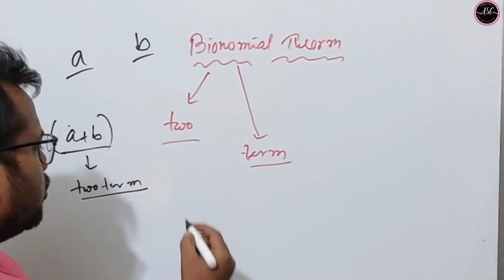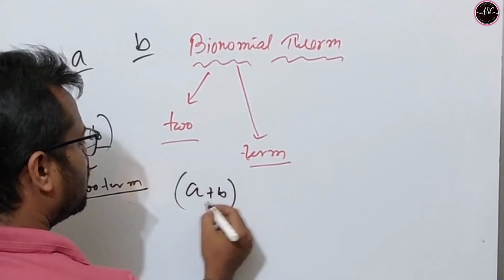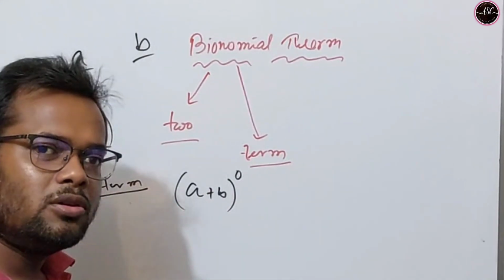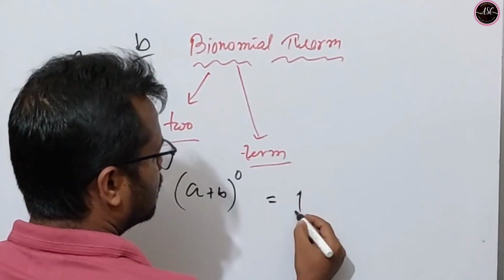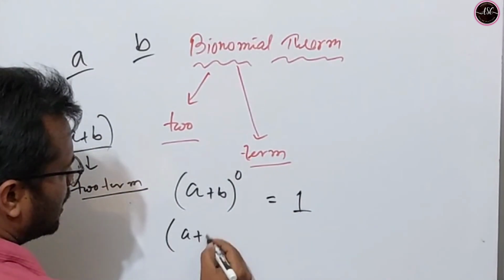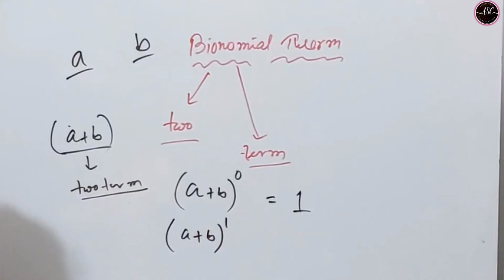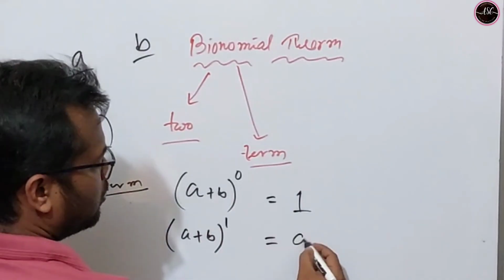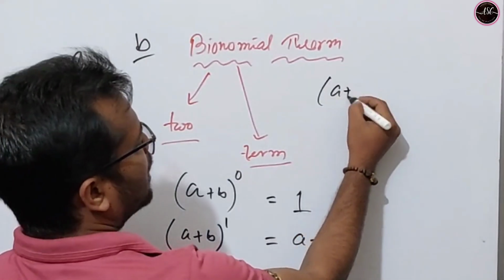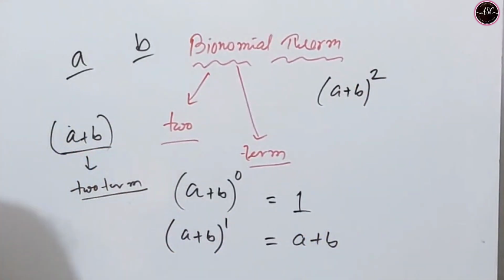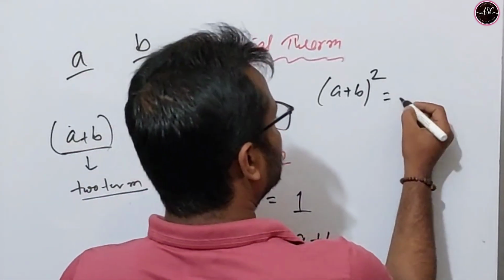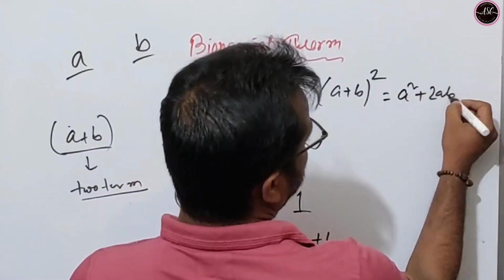That means we know a plus b to the power 0. That means the power of a plus b is 0. So that will be 1. We know that very well. Okay. Now, if there is a plus b to the power 1, that means the power of a plus b equal to 1, then that will be a plus b. Okay. Now, a plus b to the power 2. That means this is the formula of a plus b whole square. So we know that a square plus 2ab plus b square.